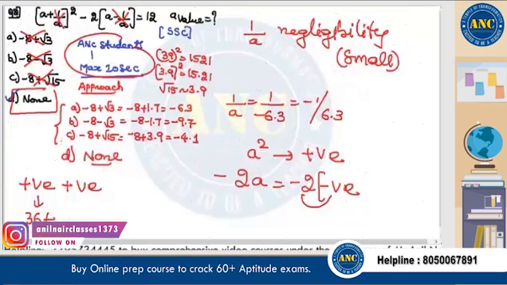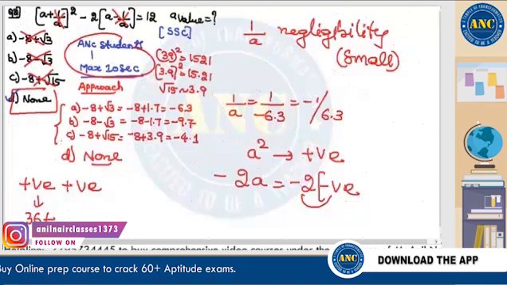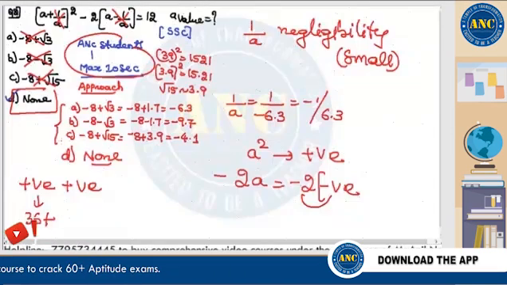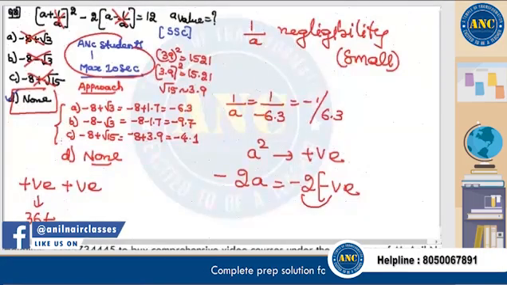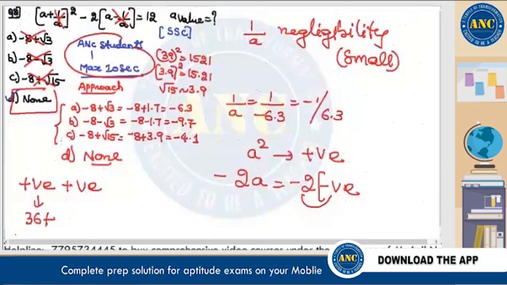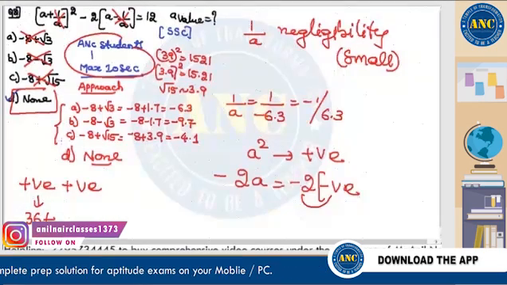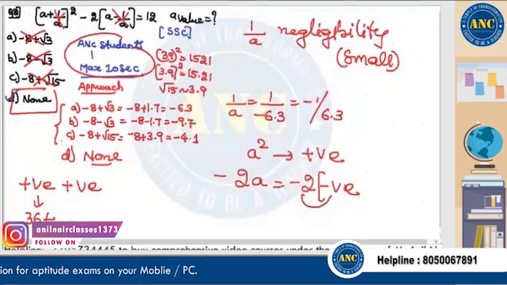So the answer will be A square plus positive. The answer will be greater than A square. First option is 6.3 square, greater than 36. Second option is 9.c whole square, greater than 81. Third option is 16 plus something. The answer is greater than 16.